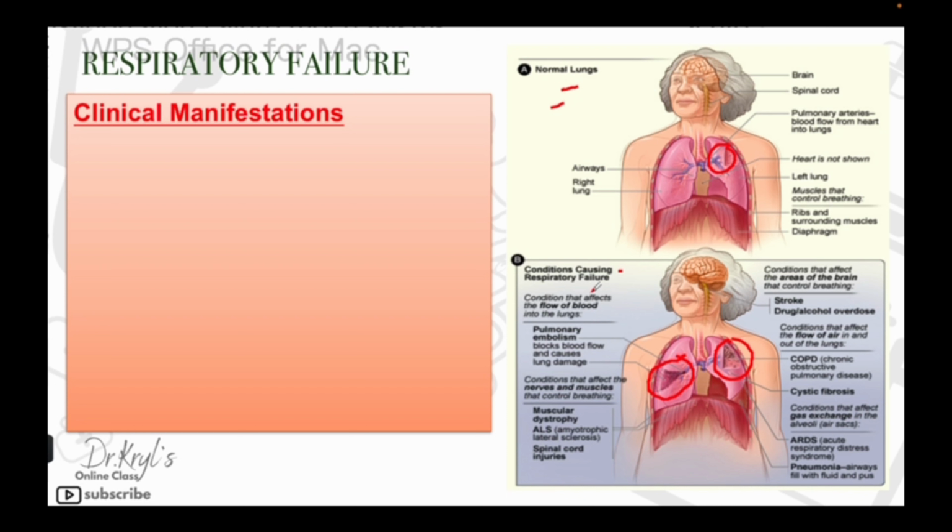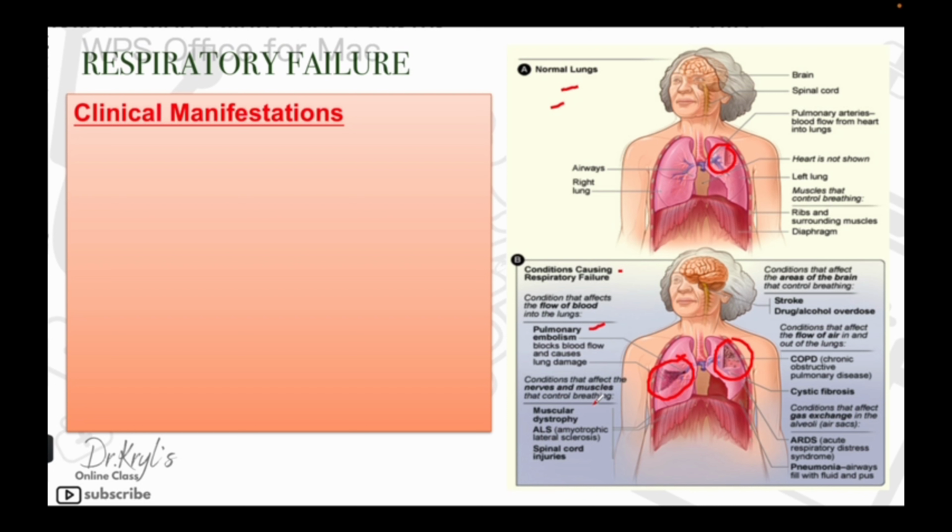So, conditions causing respiratory failure, like, for example, a condition that affects the flow of blood in the lungs, so pulmonary embolisms. Okay? Kasama siya, di ba, kanina sa ating pathophysiology. So, pulmonary embolisms block blood flow and cause lung damage.